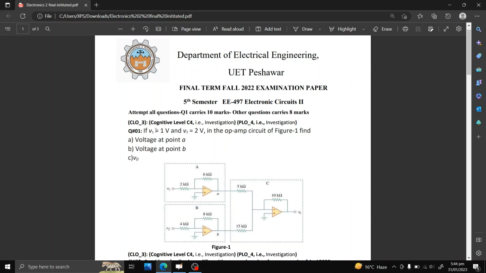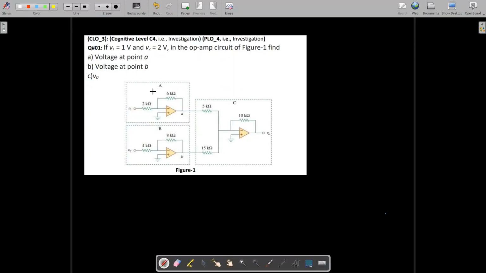The question number 1 is related to op-amps. Let us solve this question number 1. Okay, so question 1 states that if V1 is equal to 1 volt and V1 is the voltage here, fine. If V1 is 1 volt and V2 is 2 volt, V2 is this voltage which is 2 volt, the op-amp circuit of figure 1. This is your figure 1. Find voltage at point A. So this is your A point. We need to find the voltage at point A. The B is voltage at point B, so we need to find the voltage at point B, and finally the V naught voltage. And I have also divided this into blocks to simplify things for you.